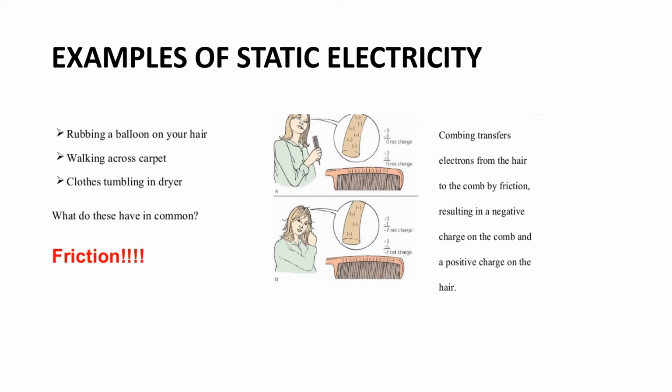Examples of static electricity are rubbing a balloon on your hair, walking across carpet, and clothes tumbling in the dryer. One more simple example is combing your hair with a comb. Combing transfers electrons from the hair to the comb by friction, which results in a negative charge on the comb and a positive charge on the hair.